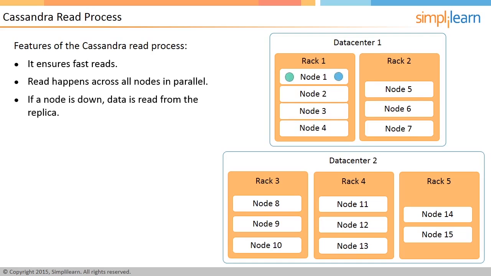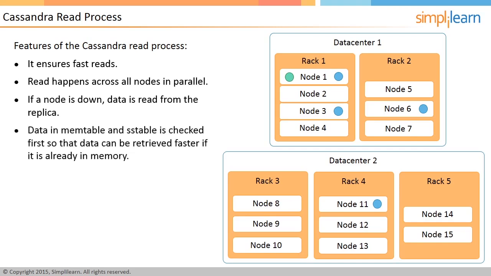Data on the same node is given first preference and is considered data local. Data on the same rack is given second preference and is considered rack local. Data on the same data center is given third preference and is considered data center local. Data in a different data center is given the least preference. Data in the memtable and SS table is checked first, so that the data can be retrieved faster if it is already in memory.